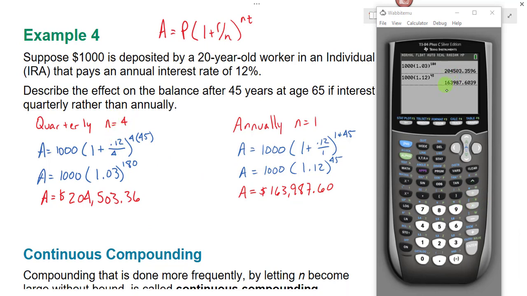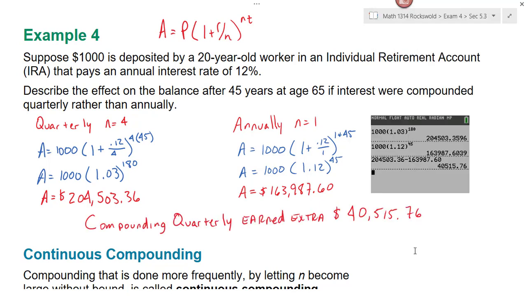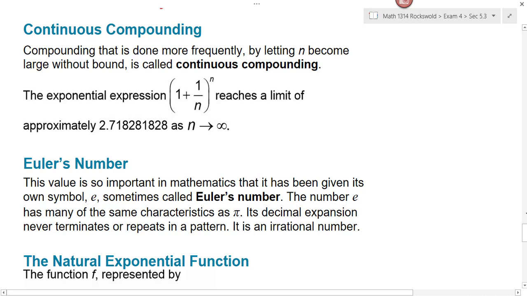Well, to answer that, I would subtract these two numbers. So it looks like by finding an investment that compounds quarterly as opposed to annually, I earned an extra $40,515.76 on my $1,000 investment. The more often you compound, especially over time, the better off you are in the long run. Another type of compounding we have is continuous compounding.